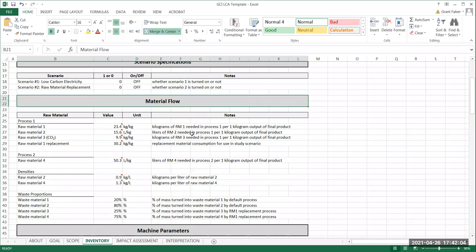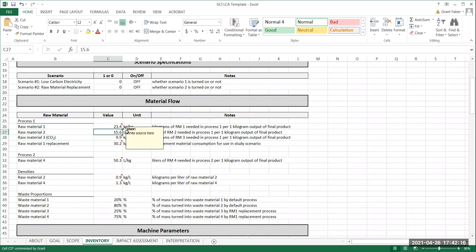So the next section, we have material flow. So this essentially defines the different materials going into the process. So here you can see, for example, raw material 2, here it's 15.6 liters of this raw material being used per kilogram of the final product produced. There's many different ways to represent material flow in a system. In this kind of baseline template, this is just how we chose to represent it. But again, this is something that may need to be added or changed based on your own needs.